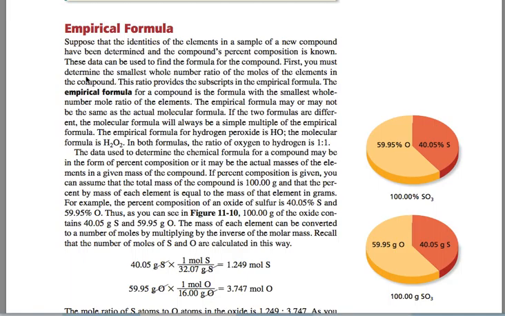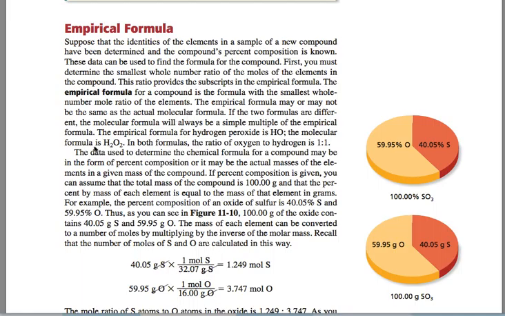First, you must determine the smallest whole number ratio of the moles of the element in the compound. This ratio provides the subscripts in the empirical formula. The empirical formula for a compound is the formula with the smallest whole number mole ratios of the elements. The empirical formula may or may not be the same as the actual molecular formula.